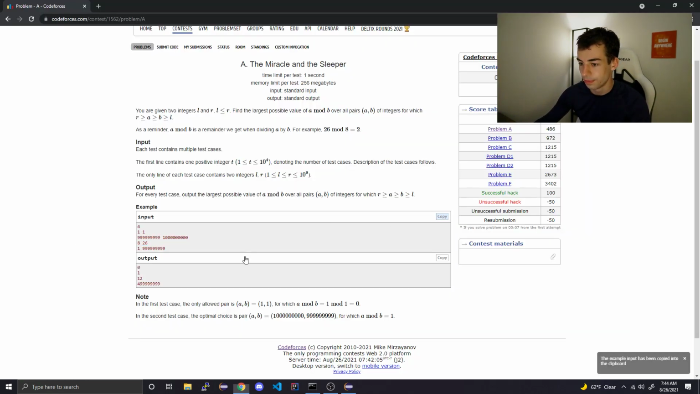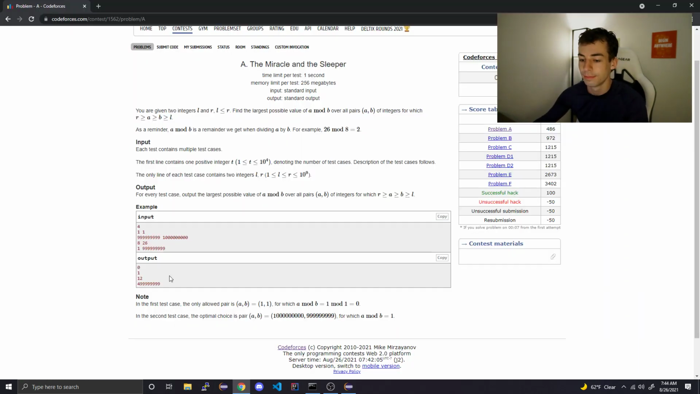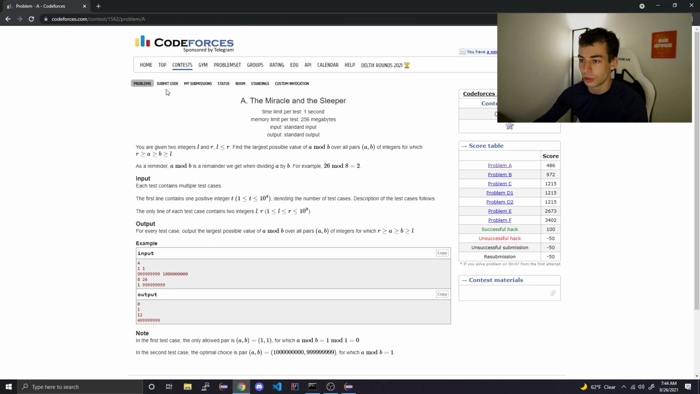How does this do on samples? Come on, Codeforces. Not quite right. So if A is less than or equal to B over 2. Yeah. Looks good there.